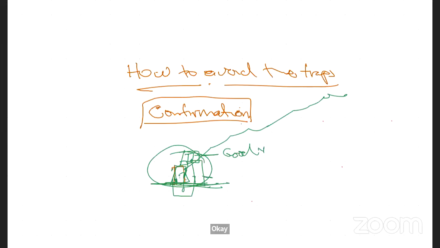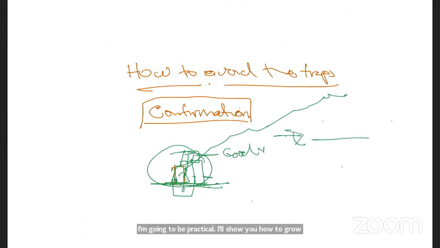So now, tomorrow, I'm going to come back here. And this time, I'm going to be practical. Tomorrow, I'm going to be practical. I'll show you how to draw support and resistance. Okay? Then I will show you how to draw patterns.